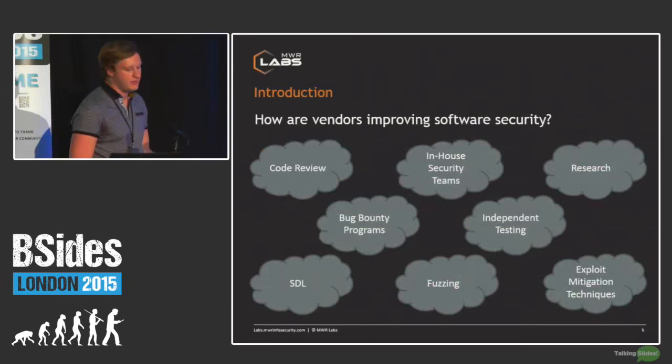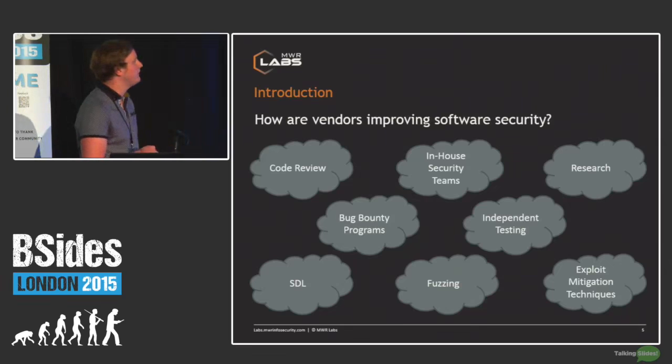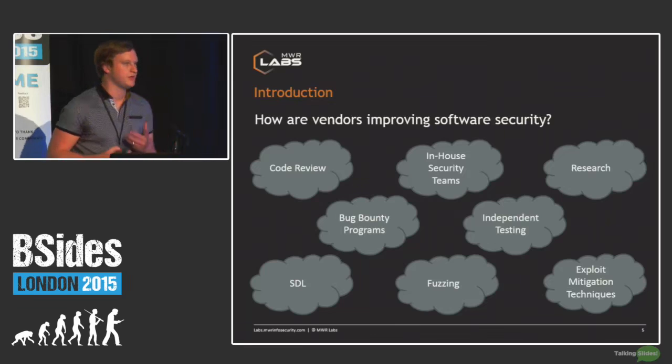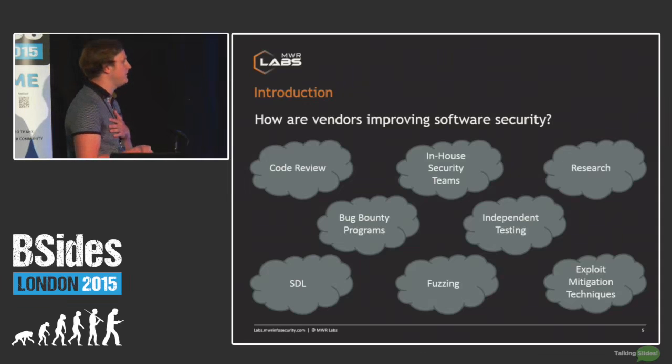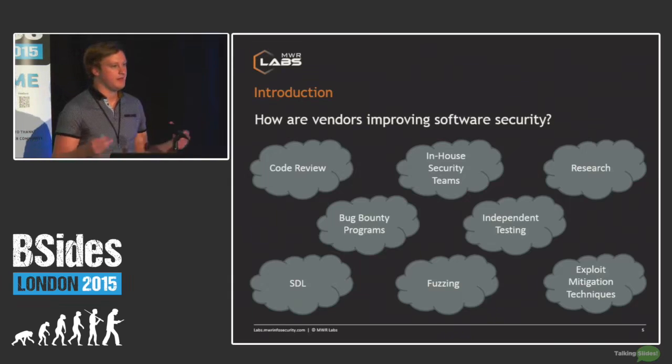So how are vendors improving security? Generally, vendors of popular software have improved the security posture of their software, and they're a lot more switched on with security. If you've got a piece of popular software, you'd expect some of these things to be happening behind the scenes. You'd have an in-house security team carrying out activities such as their own security research, independent testing, code review, implementing a strong secure development lifecycle, implementing exploit mitigation techniques, and perhaps doing their own fuzzing. As with the Chromium project, Google do a lot of fuzzing and find a lot of bugs before other third parties do. This is to be expected for popular software nowadays.